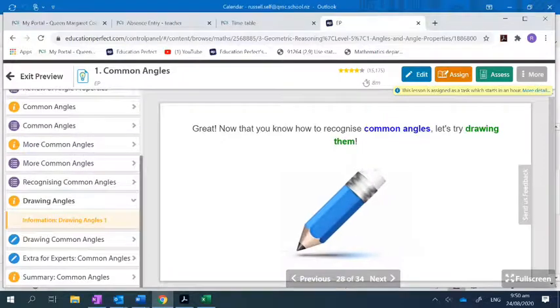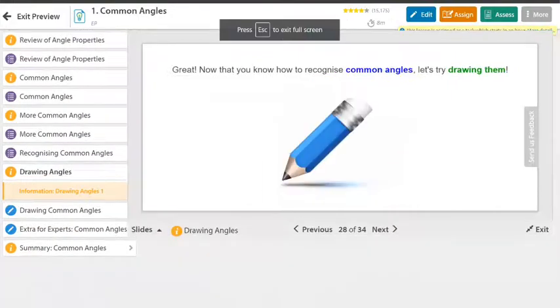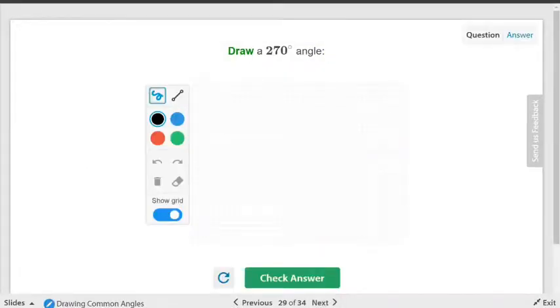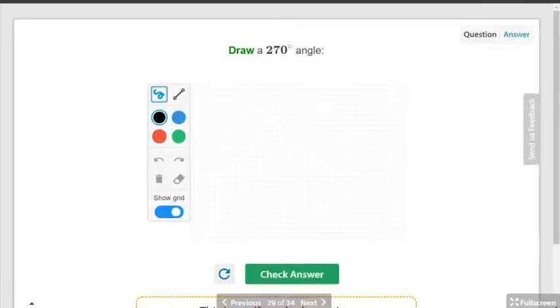You're going to have a section where you're going to have to not only recognize, but draw a few angles. Don't worry about that. I'm probably not going to assign that one.